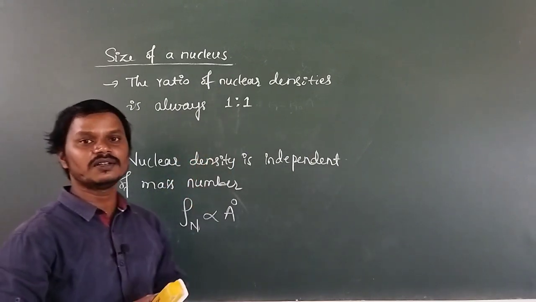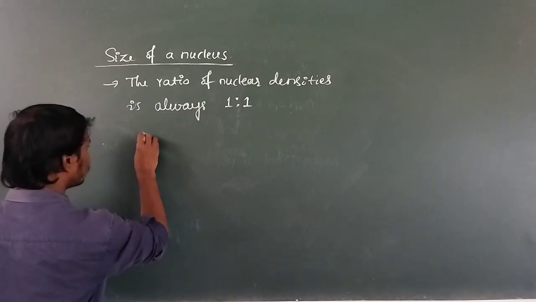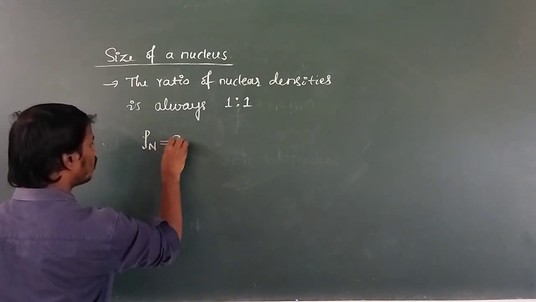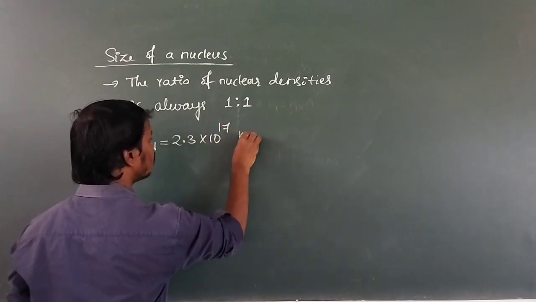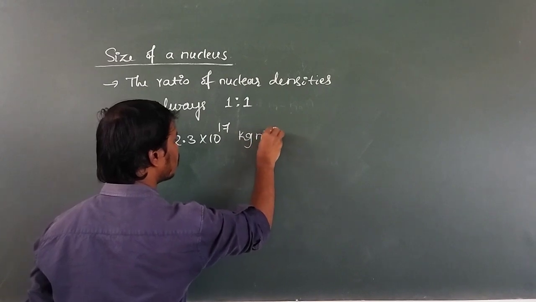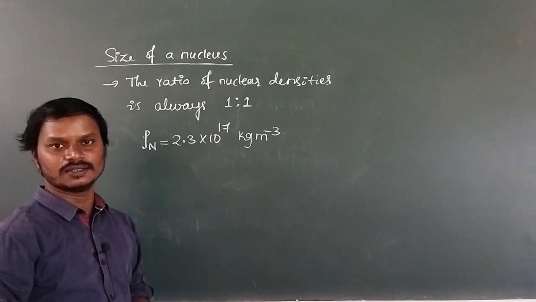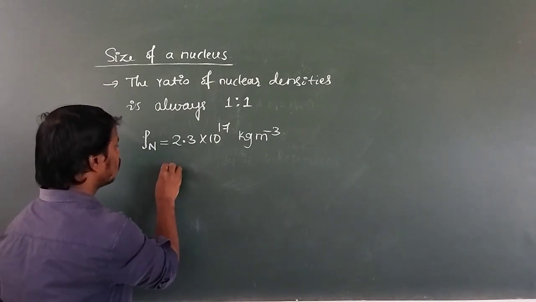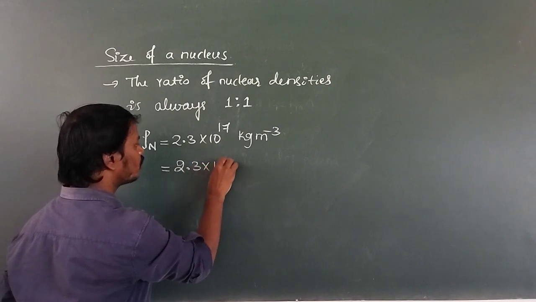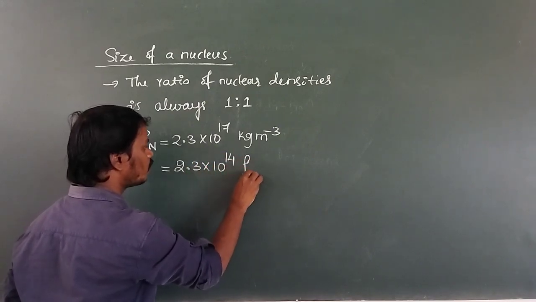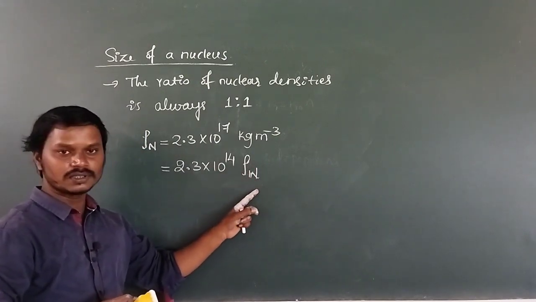And what is the value of nuclear density? Nuclear density value is 2.3 into 10 to the power of 17 kg per meter cube. Kg per meter cube is the unit of density. Now the nuclear density is 10 to the power of 14 times the density of water.